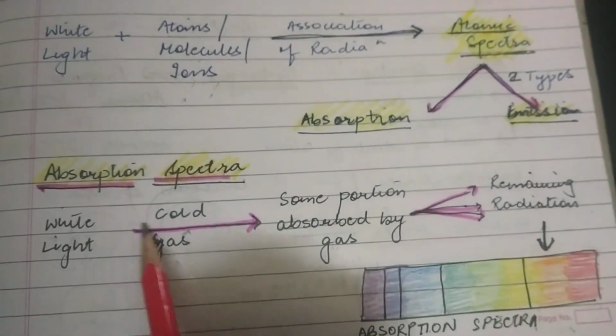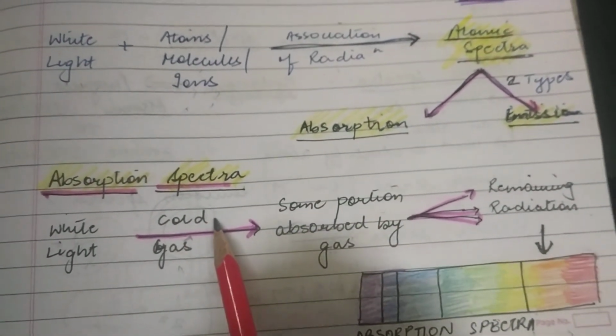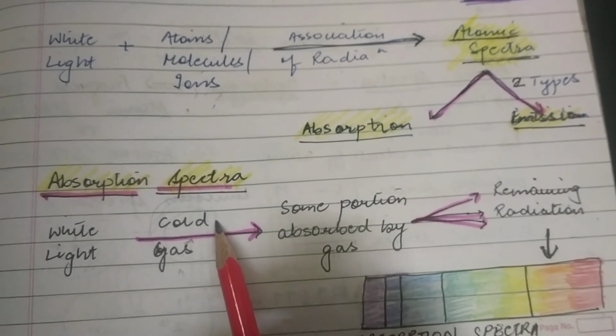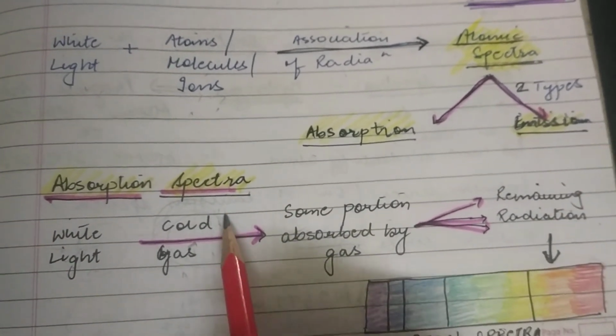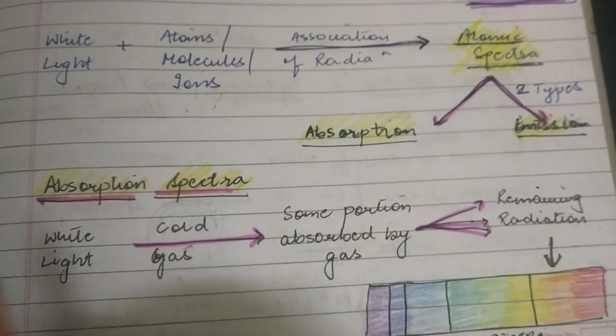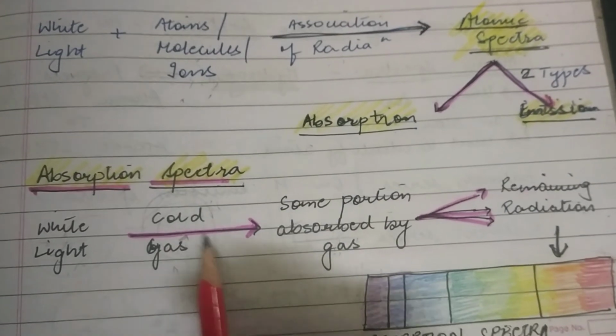Now coming back to the absorption spectra, how is the absorption spectra obtained? White light is passed through a cold gas. Here you have to mention this word cold because we are talking about de-excited state, unexcited molecules. So when the temperature is low, the molecules are not excited. When you heat any molecule, it absorbs the heat energy and it gets excited.